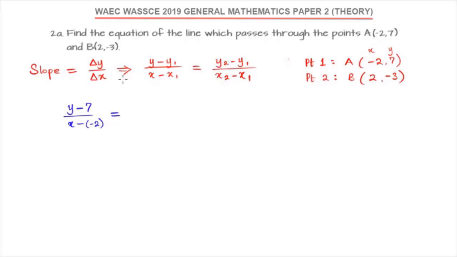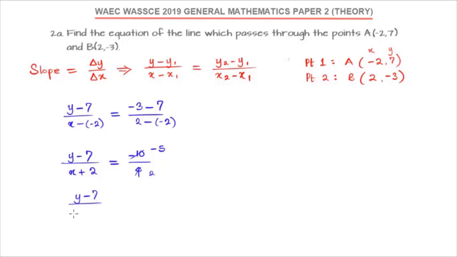So then y2 is minus 3 minus y1, which is 7, divided by x2, which is 2, minus x1, which is minus 2, please, not 2. So you can just open up the bracket. Negative number multiplied by negative number is plus. Then minus 3 minus 7 is minus 10. 2 minus minus 2 is 2 plus 2, which is 4. Then we can cut out to have y minus 7 over x plus 2 is equal to minus 5 over 2. So we can just cross multiply this expression.